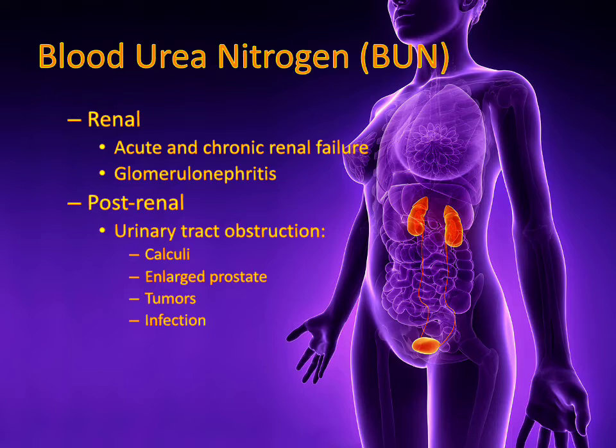Renal causes of azotemia can include both acute and chronic renal failure and glomerulonephritis. Post-renal causes are due to some sort of urinary tract obstruction, such as renal calculi, or kidney stones, enlarged prostate, decreased urine output, tumors, or physical blockage of ureters or urethra, and infection, bacteria converting urea back to ammonia with reabsorption into the blood.